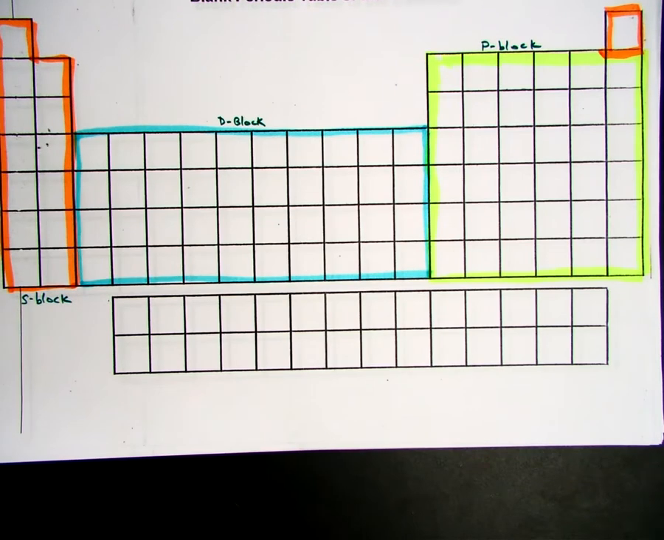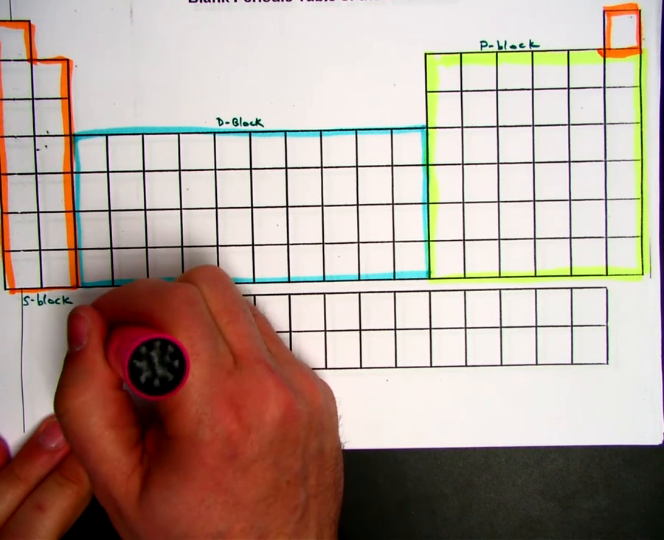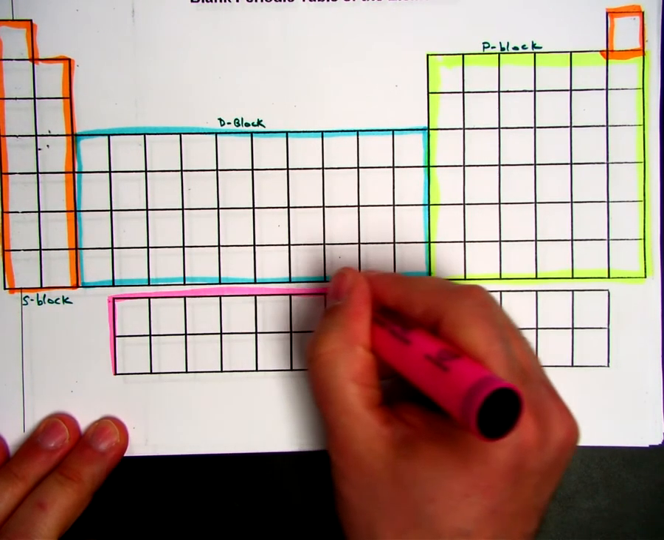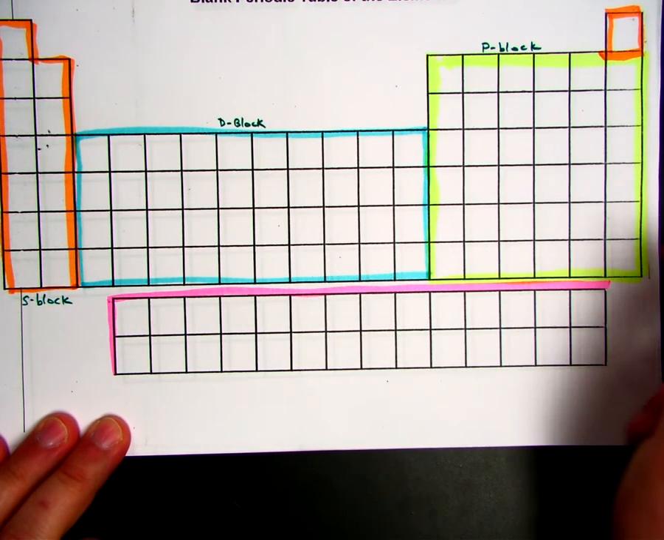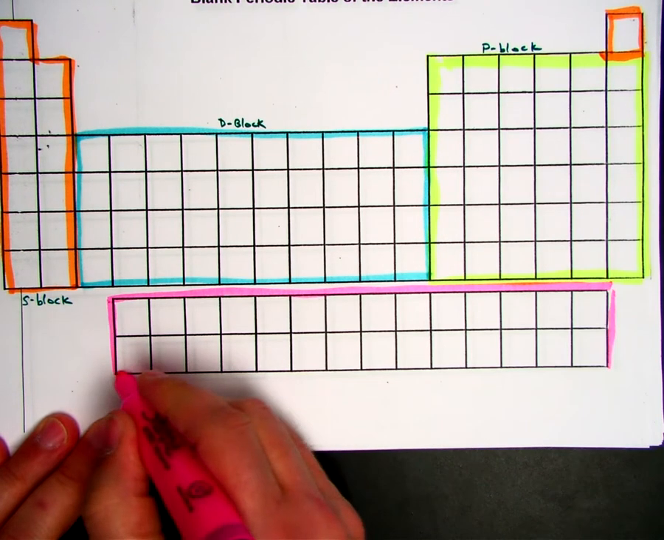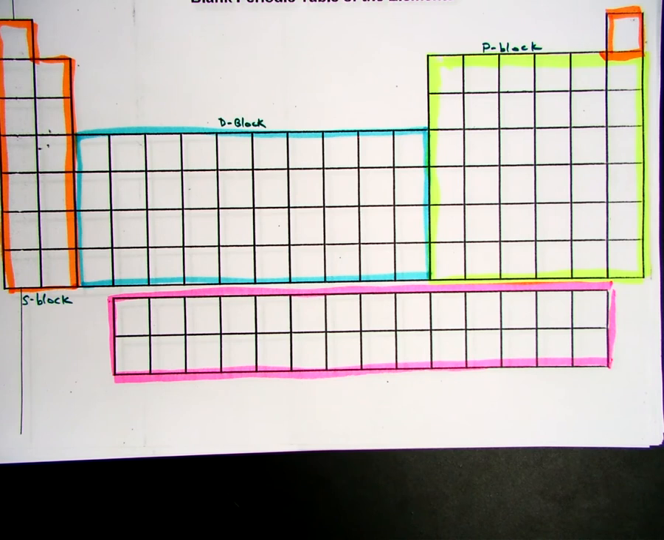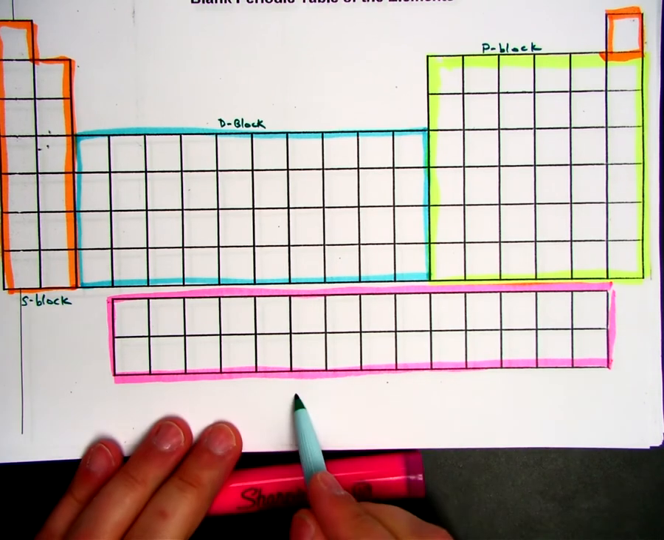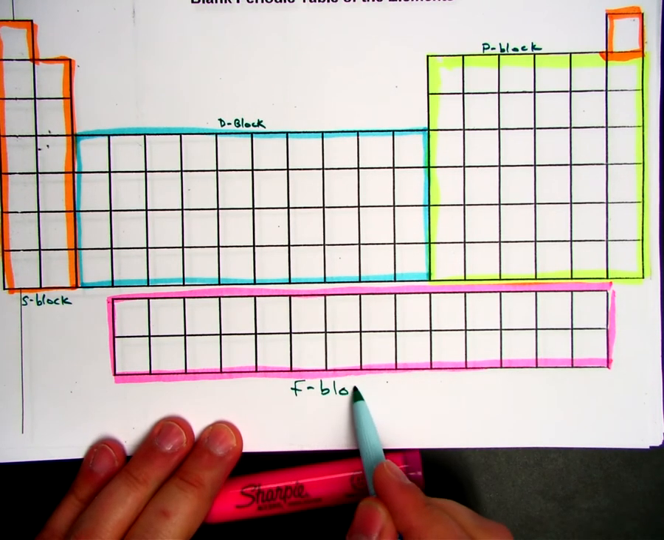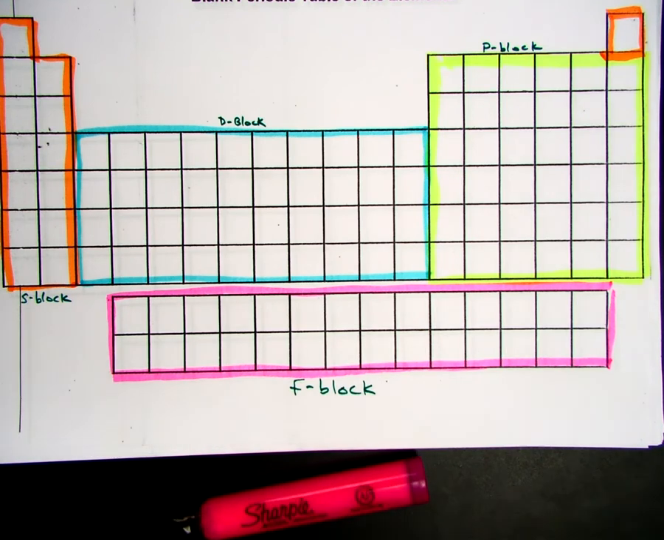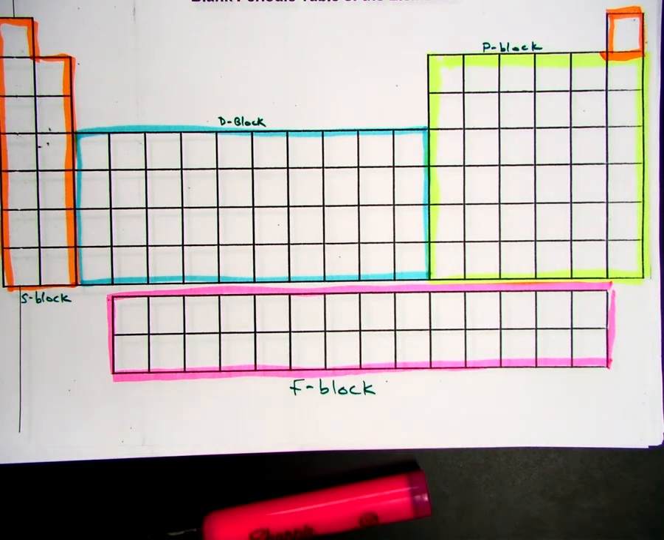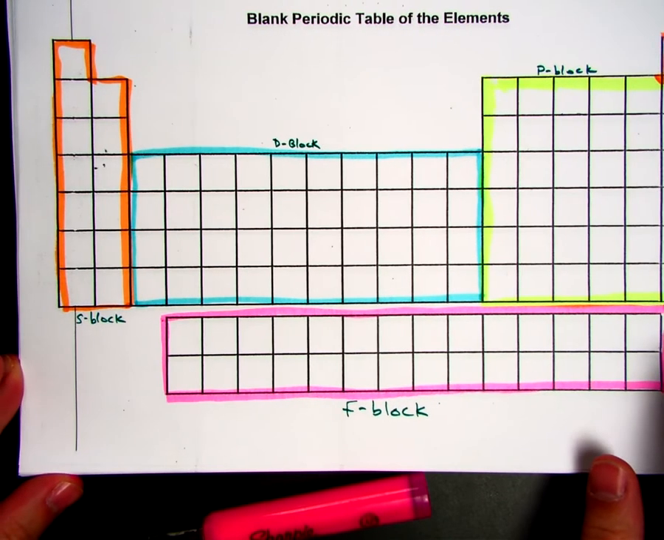And last but not least, we have these elements on the bottom down here, and they're offset from the rest of our periodic table. There's no physical connection there, and we'll explain why a little bit later. And this is called F block. Okay, so now we have 100% of our elements covered by a particular block on the periodic table.